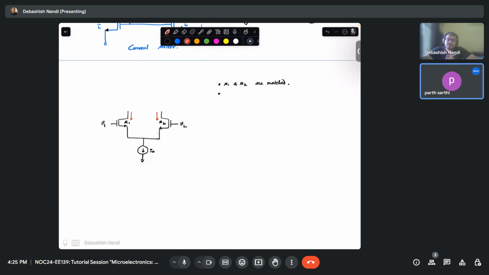Is there any current? No, your DC current has to flow, right? Let's say something is connected to that. Irrespective of that, what is the DC current coming from these two branches? Zero. No. Apply KCL at this node. This should be I0 by 2, right?